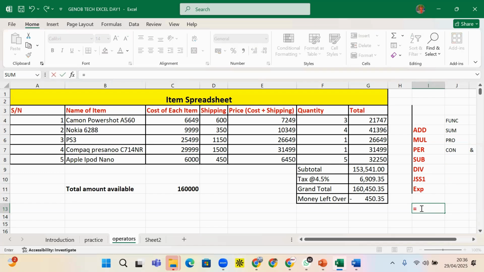I say equal to, the concatenation operator is an ampersand symbol, right? Equal to I8 and I10, and I enter. So you can now see that we have the two values side by side. So let us concatenate numbers. We have 5 and 1. Okay, 4 and 3. So let us concatenate them.